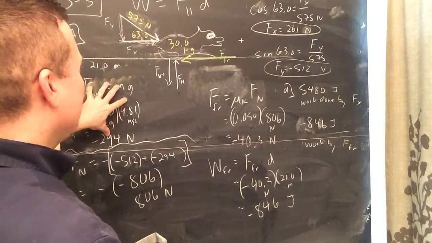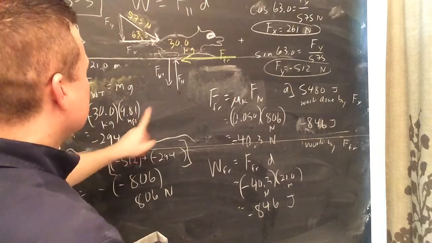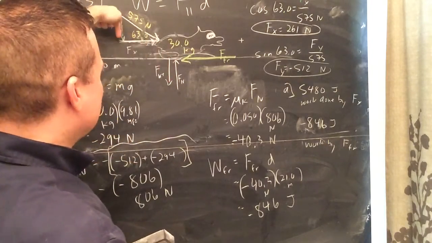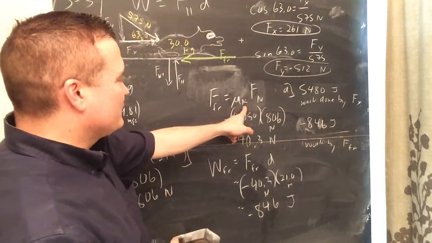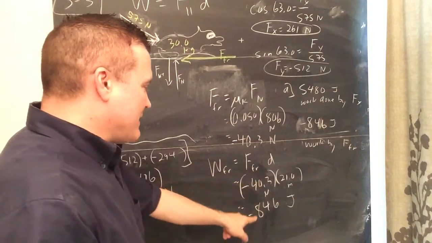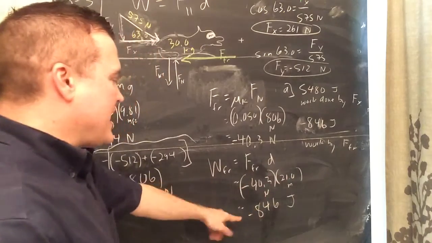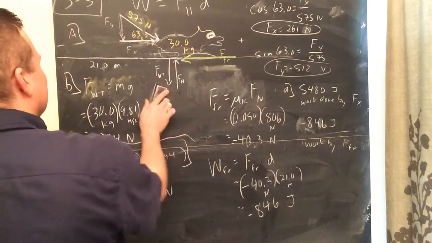First, we had to find the weight of the raccoon. Then we had to find out what is the normal force, and we know the normal force is equal to both the weight plus the Fy, 806. Then we take the normal force and put it in the friction equation to find out the friction force. Once we know the friction force, now we multiply it times the distance to get the work. And work has to be negative, just like friction has to be negative, because it's opposite direction of motion.